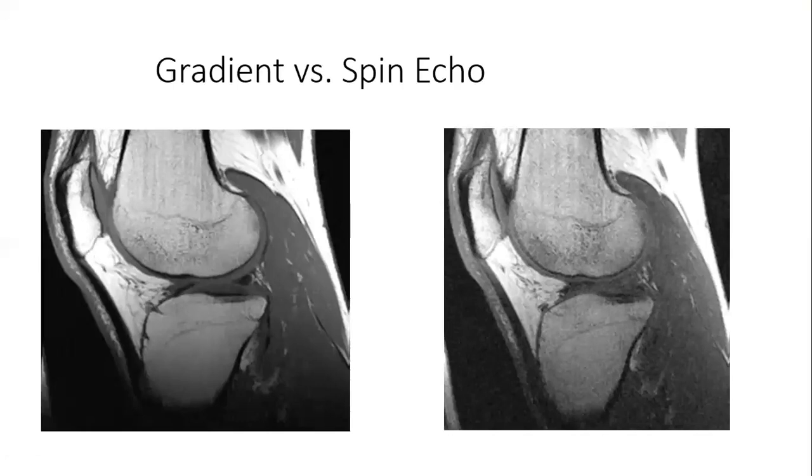So I want to look at gradient. We have two images from the same patient. One was acquired using a gradient echo, and the other one was acquired using a spin echo. Can we differentiate which is the spin echo and which is the gradient echo? Somebody just help us distinguish. Is the first a spin echo sequence or a gradient echo sequence?